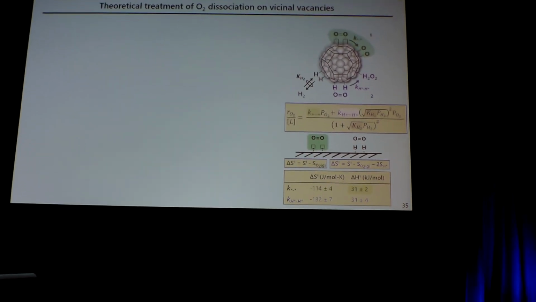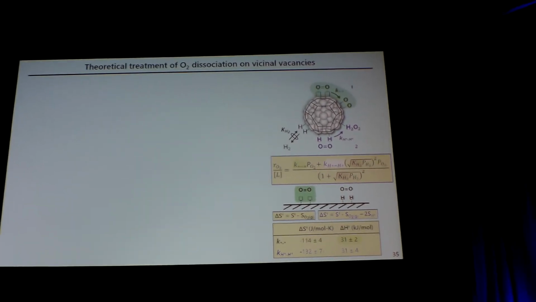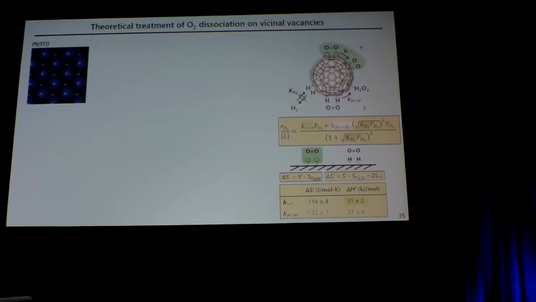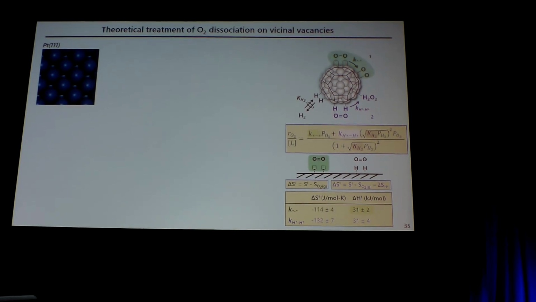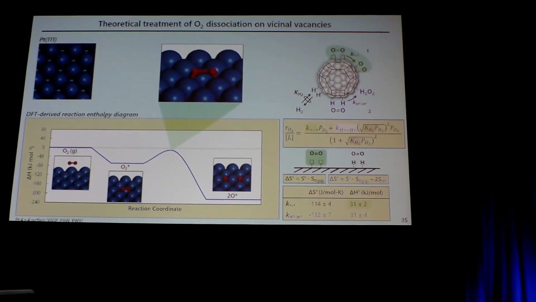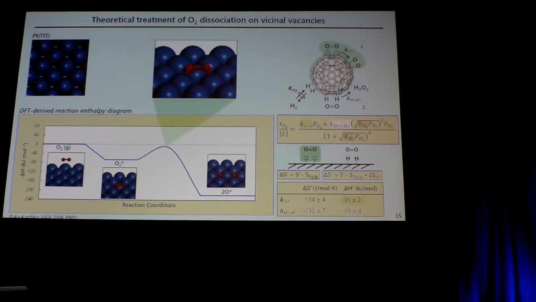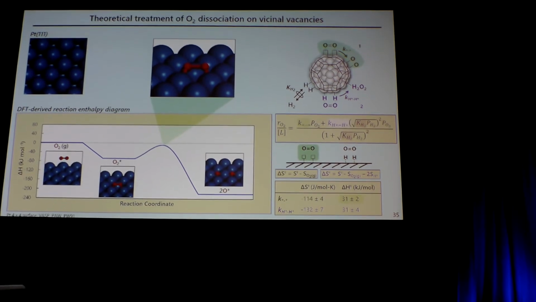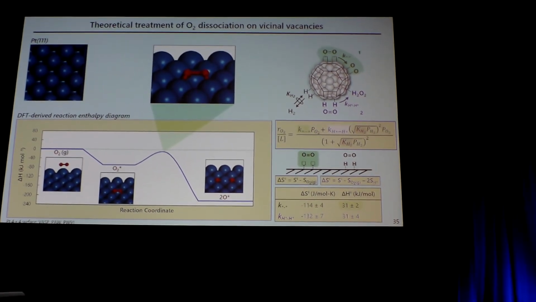Now moving on to the oxygen dissociation pathway. So this occurs on vicinal vacancies on the surface. And so we use a bare platinum 111 plane as our precursor. And we actually find that the barrier for dissociation is, with respect to the gas phase oxygen, there actually is no barrier. And so this was a little bit surprising.